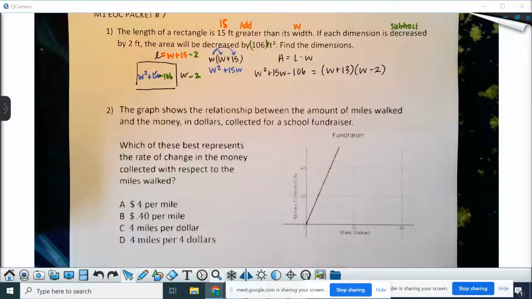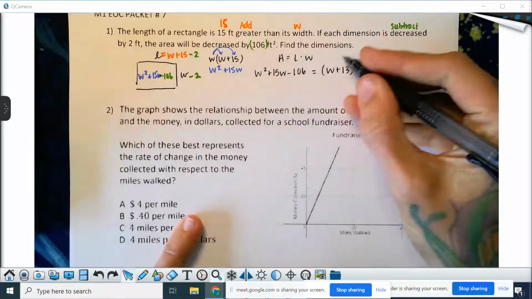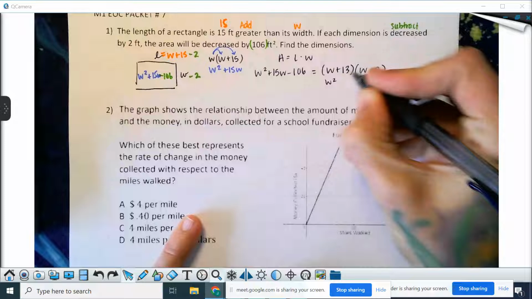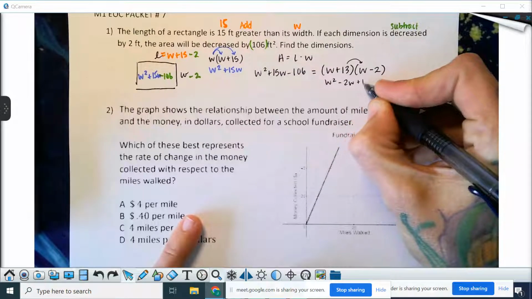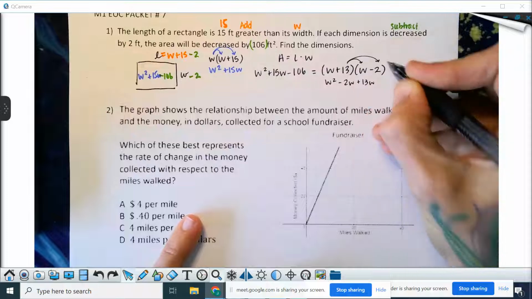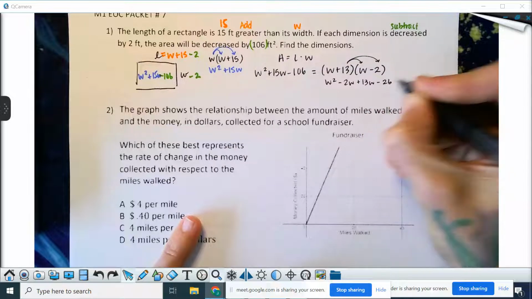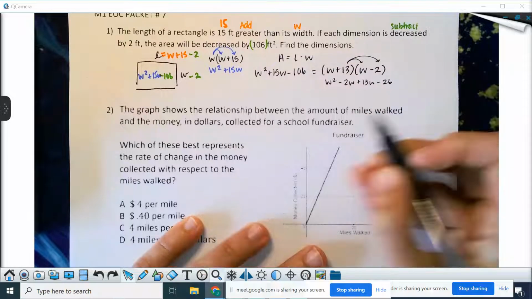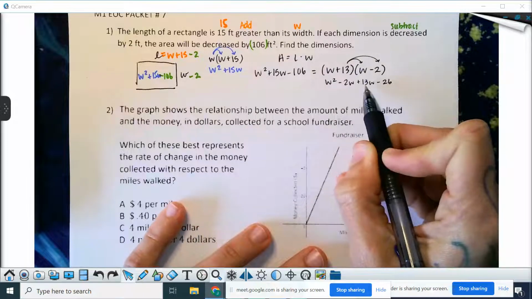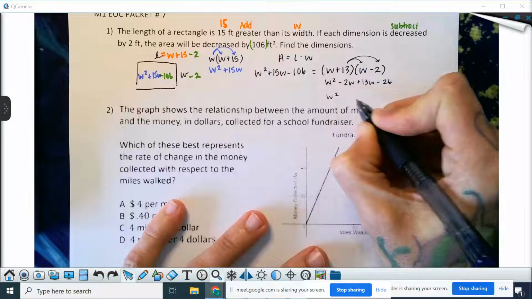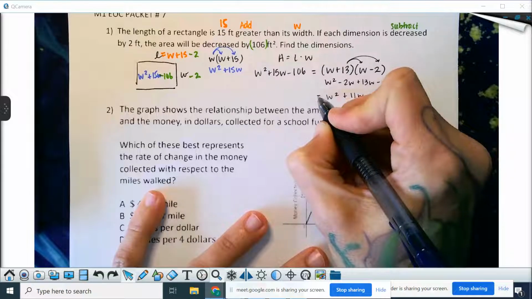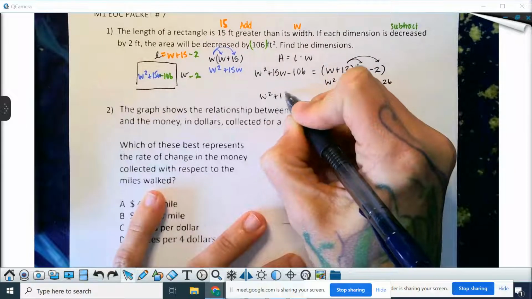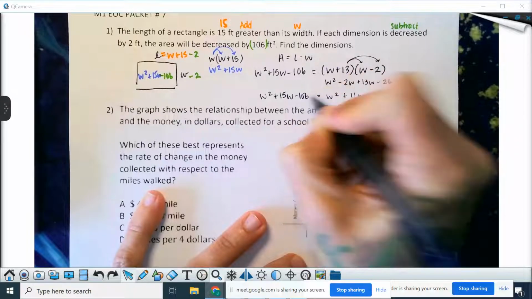All right. So W times W would be W squared. W times a negative 2 is a negative 2W. 13 times W would be 13W. And then 13 times that negative 2 would be a negative 26. We're going to combine our like terms here. So it's going to be W squared plus 11W minus 26 is equal to W squared plus 15W minus 106.